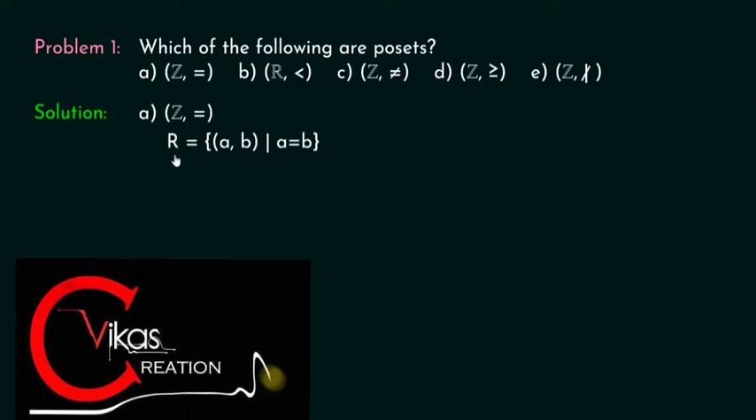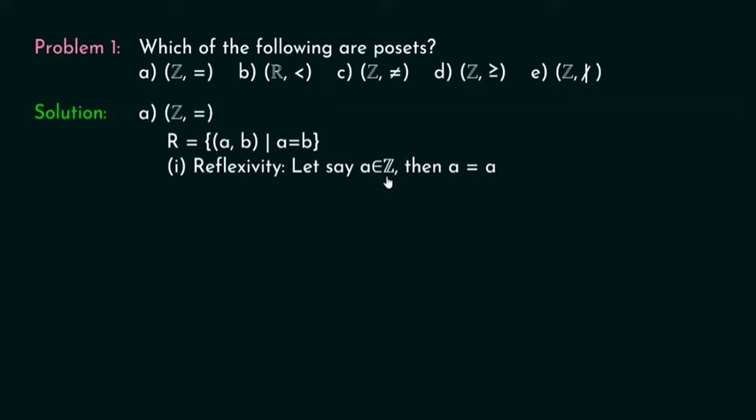For this, we will first check the reflexive property, that is, a must be equal to a for some a belongs to Z, the set of integers, right? We know that a is equal to a, therefore R is reflexive. There is no doubt about this, right? This means (a, a) must belong to R, and this eventually means a must be equal to a, and we know that a is equal to a, therefore R is reflexive.